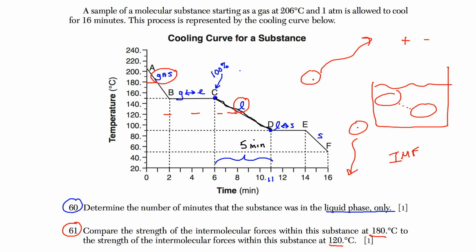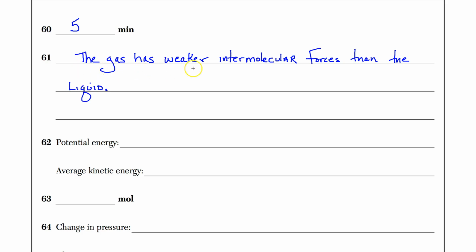So let's get this down to the answer booklet. I said a gas has weaker intermolecular forces than the liquid. You could say this so many different ways. The liquid has stronger IMF than the gas. The intermolecular forces are stronger at lower temperature. The forces are stronger at 120. Many ways to say this.